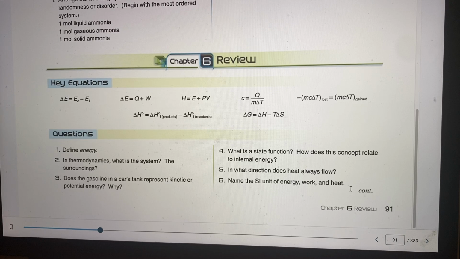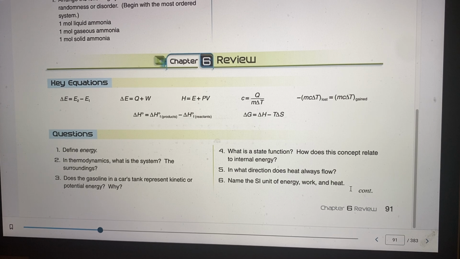So I wanted to go over your chapter review just a little bit, some questions here so that you'll have these for the test. Define energy. What is energy? What did we say that was before? We said it was the ability to do work, right? In thermodynamics, what is the system and the surroundings?